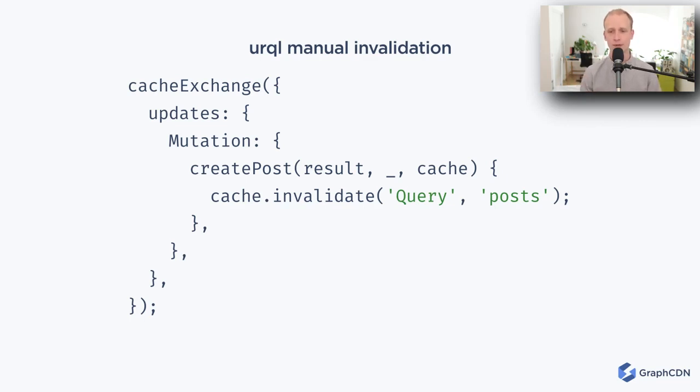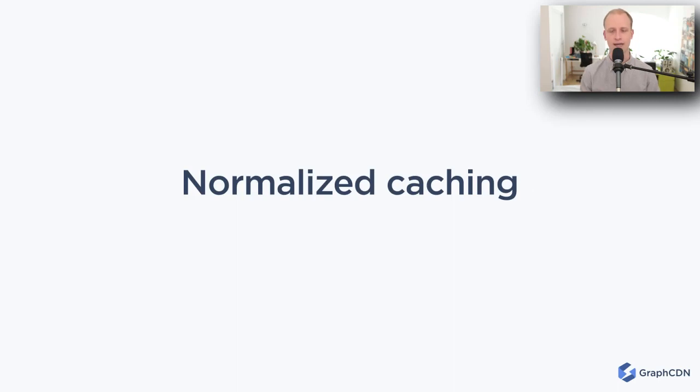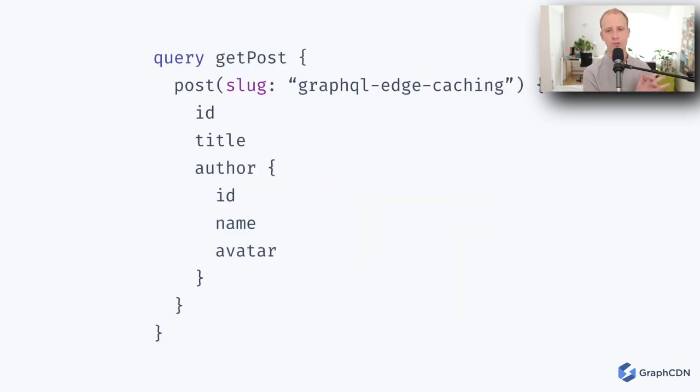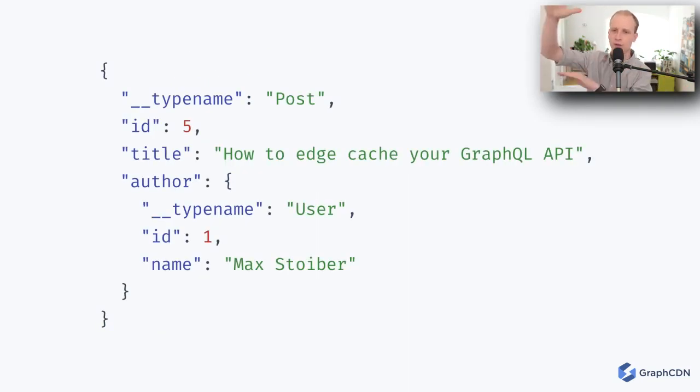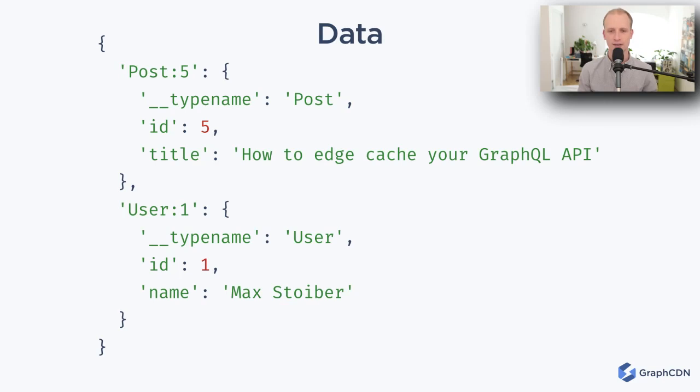GraphQL clients actually go one step further and they do something called normalized caching. If we go back to our original query of fetching a single blog post, its ID, title, and its author, then rather than taking the entire response of the post with ID 5 and the user with the ID 1 and putting that entire thing keyed by the query into the cache, they actually take each object within the query response individually and store that individually. So inside of Urql's cache, this looks a little bit like this, where we essentially store in the cache, okay, the post with the ID 5 corresponds to this data and the user with the ID 1 corresponds to this other data. Why do we care to do this?